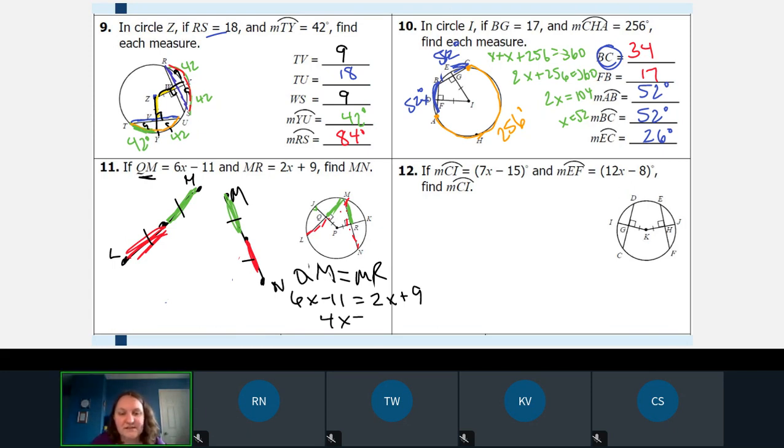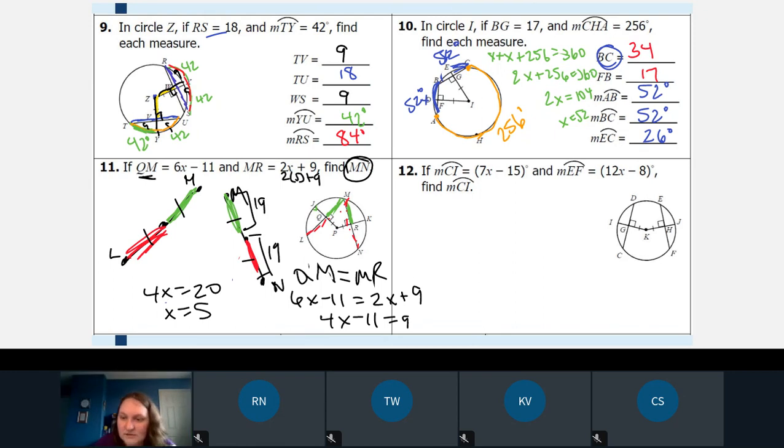Subtract 2x from both sides. Add an 11. I've now run out of space. Divide by 4. And make sure that you answer the question. Find MN. Well, now we have to say, oh, well, MN is this whole thing. So if I plug in 5 for MR, 2 times 5 plus 9, that tells me that half is 19, which means the other half is 19. So the whole thing, my final answer, MN equals 19 times 2, or 19 plus 19, 38.